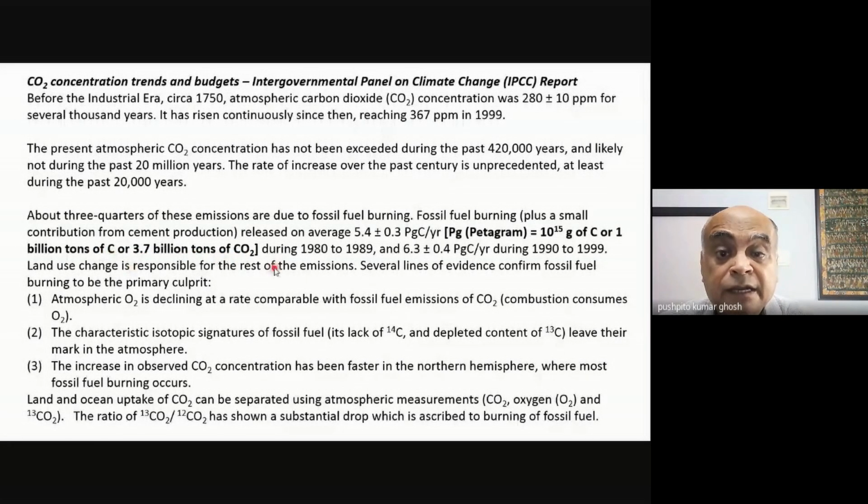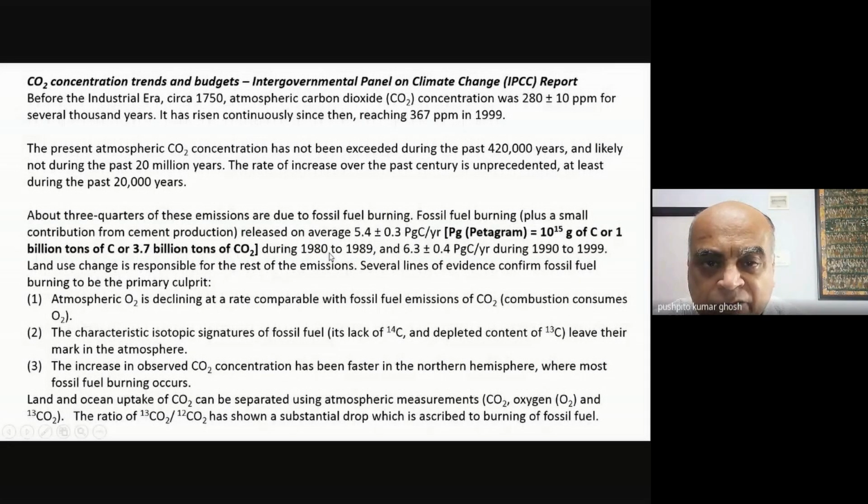This was the emission per year during 1980 to 1989, and from 1990 to 99 was this, and you can work out for 2000 to 2020. Obviously it will be higher than this figure. Let's assume it will be close to about 8. See, this is the figure per year. How many picograms per year?